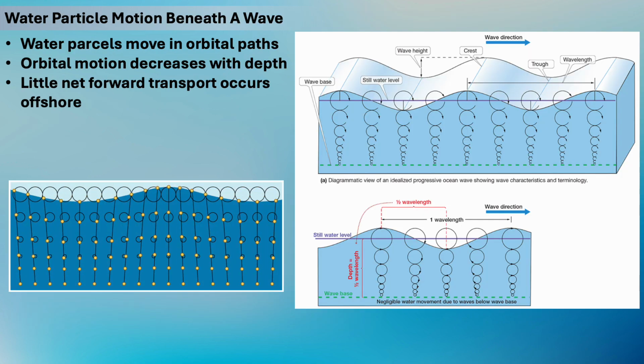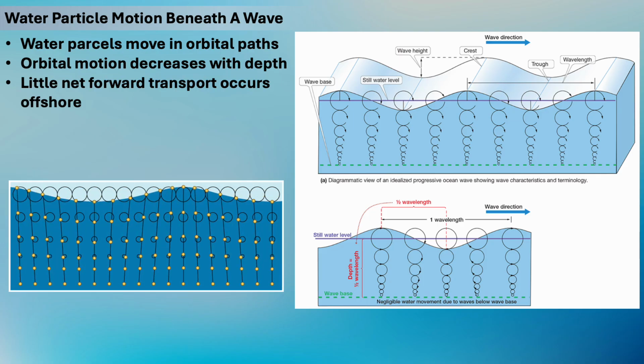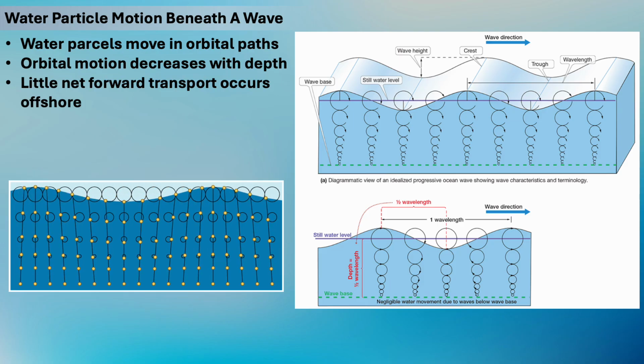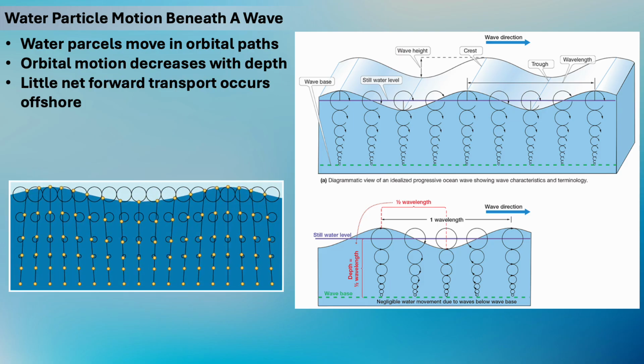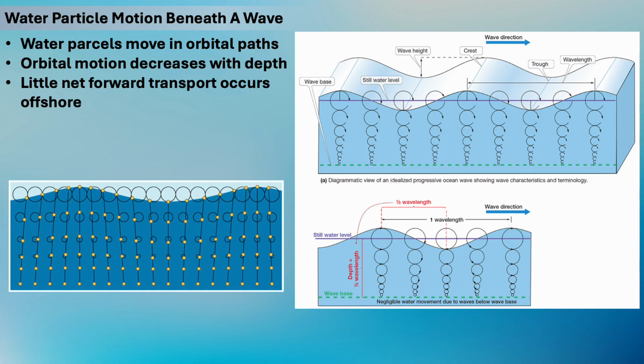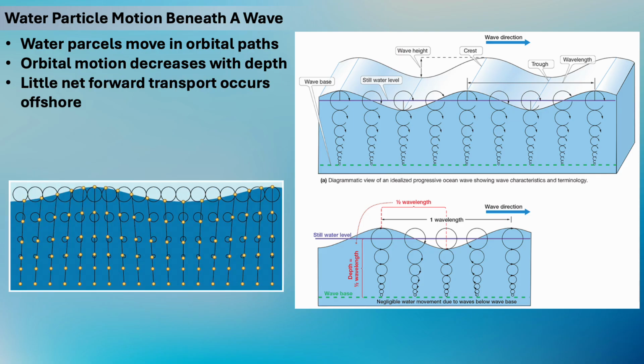If we could track a single water parcel beneath a passing wave, we would see something surprising. The parcel does not travel forward with the wave. Instead, it moves in a closed, nearly circular orbit. Upward and forward under the crest, downward and backward under the trough.